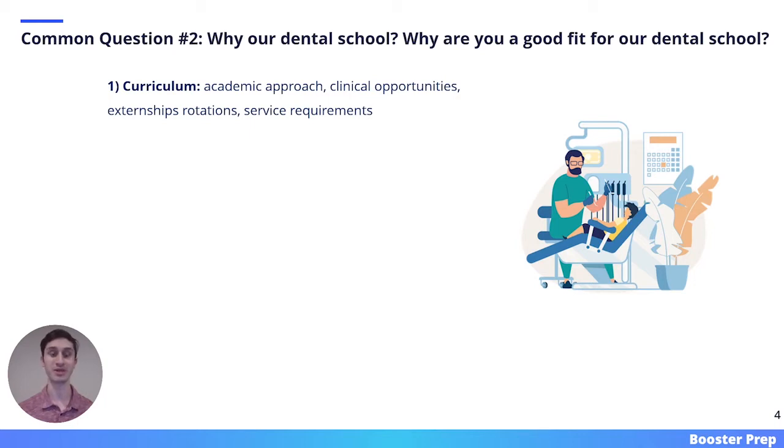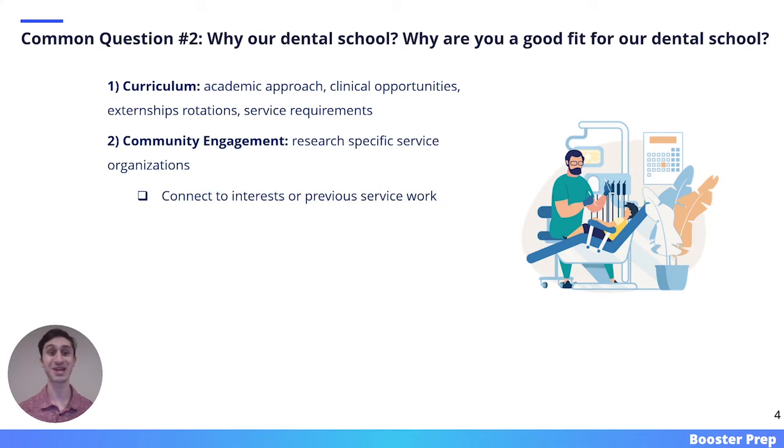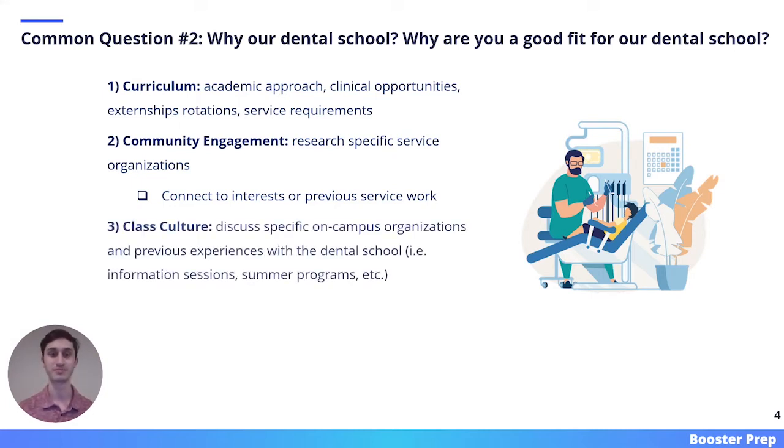First, there is the curriculum, where you can discuss the university's academic approach, clinical opportunities, externship rotations, and service requirements. The second topic that students will hit on is community engagement. For this topic, you should research the specific service organizations offered through the school and connect these organizations to your interests or previous service work.